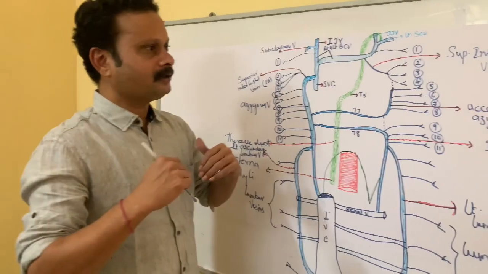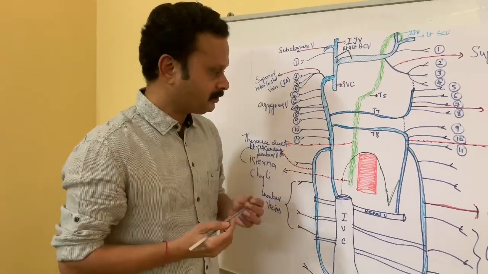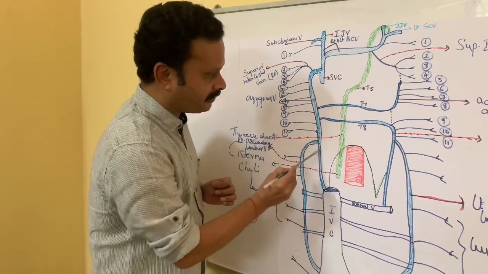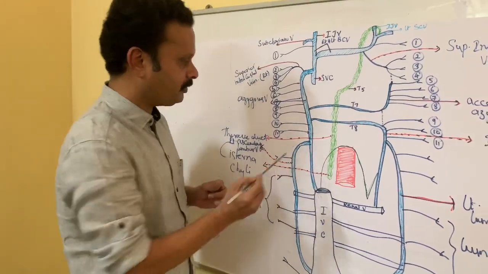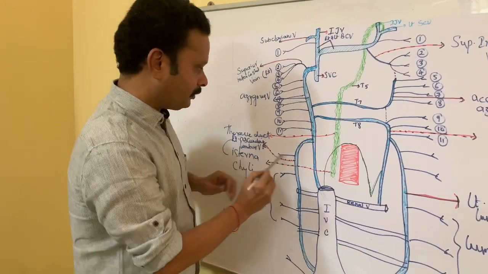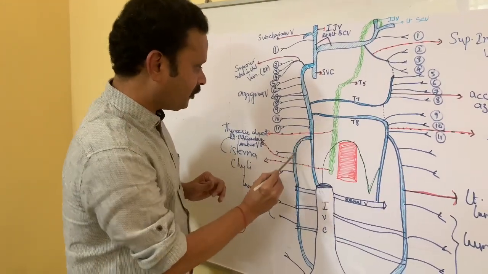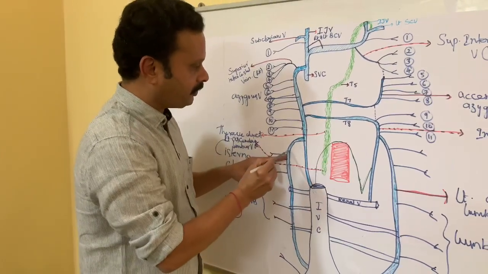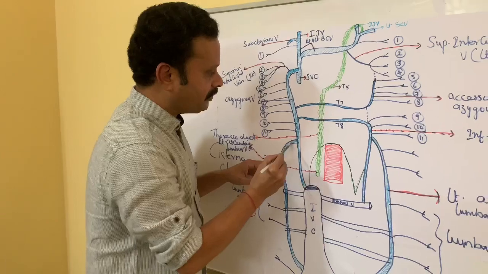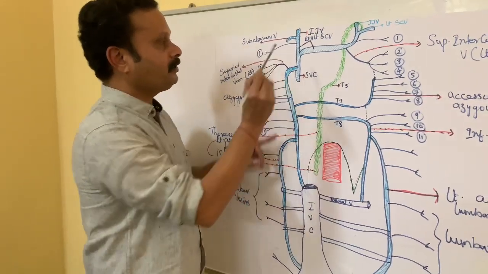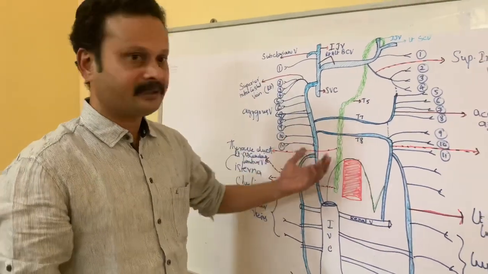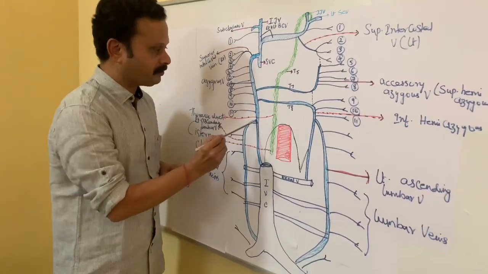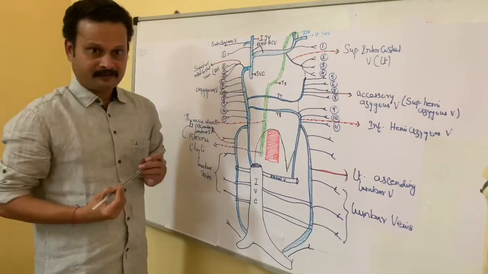Now coming to the variation in the origin: instead of coming from the inferior vena cava, this portion which is formed by the union of the right subcostal vein and right ascending lumbar vein may form the commencement of the azygous vein and drain into the superior vena cava. That is the variation in the origin. In 90% of the cases it comes from the inferior vena cava. Very rarely this may be the beginning of the azygous vein.